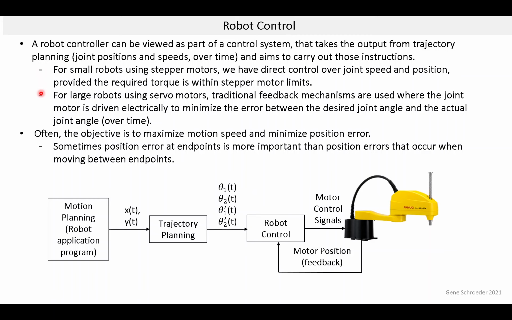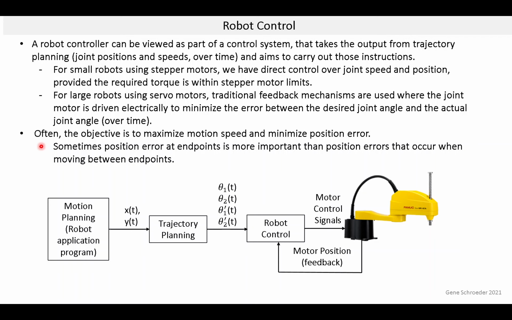For large robots using servo motors, traditional feedback mechanisms are used where the joint motor is driven electronically to minimize the difference, or the error, between the desired joint angle and the actual joint angle. And again, this is over time because the desired joint angle is constantly changing. Now, often the objective in these systems is to maximize motion speed and minimize positional error. Of course, sometimes you can't have both and it's a bit of a compromise. And I also mentioned that sometimes position error at endpoints is more important than position errors that occur when moving between endpoints.